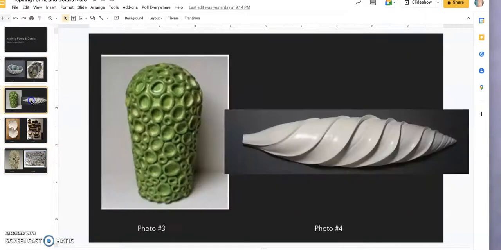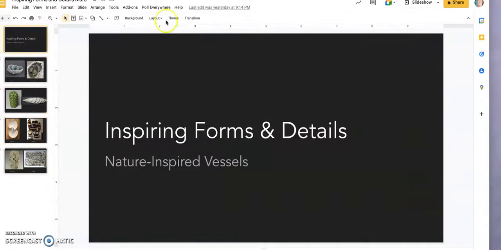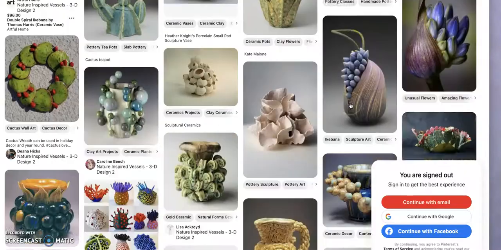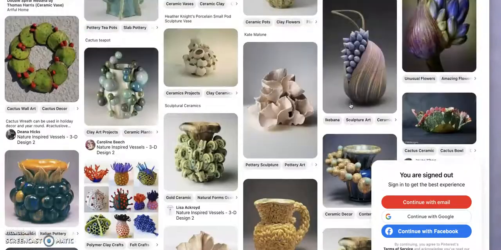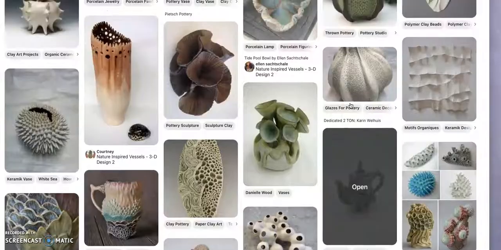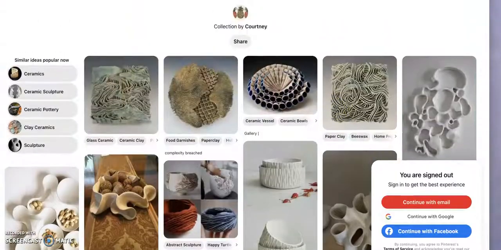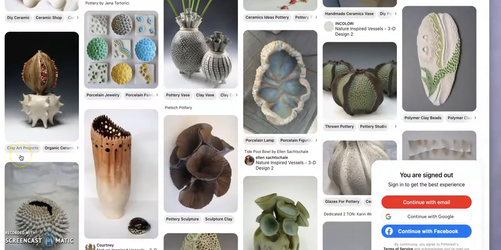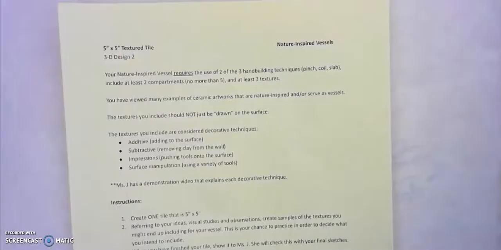These are the photos I actually collected for my own. And you also have access to my Pinterest board that has lots and lots of ideas of forms and textures and features that you can include for your nature-inspired vessel. So there's really no excuse that you cannot be creative with this.